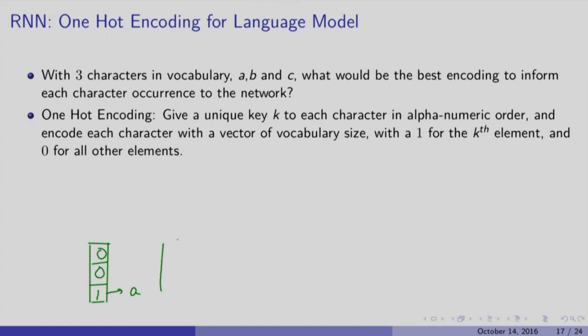Likewise, position 2 filled with a 1 and zeros at other places would mean a B, and a 1 at the 3rd position with zeros in the other 2 is a C. So this is what is referred to as the one hot encoding. Give a unique k to each character in alphanumeric order and encode each character with a vector of vocabulary size, with a 1 for the kth element and 0 for all other elements.